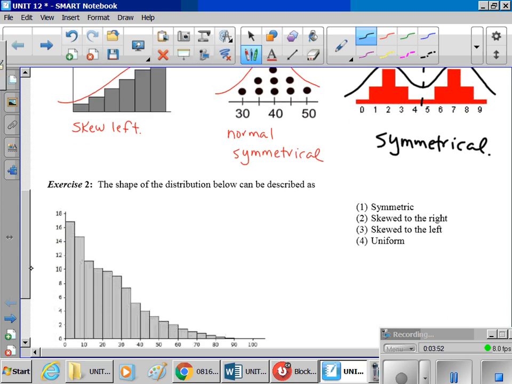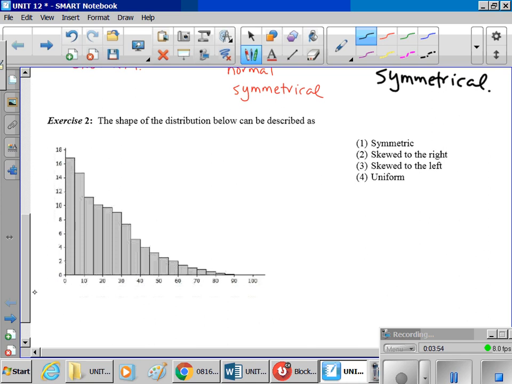In exercise 2, the shape of the distribution below can be described as most definitely not symmetric. This one would be skewed to the right because that's the direction of our tail. So skewed to the right. Uniform, not necessarily. We haven't even talked about what uniform is.